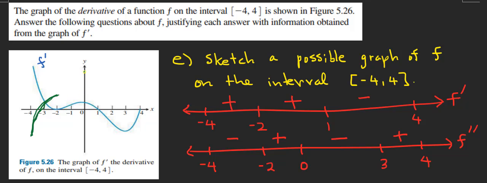So something like, again, we don't know how far we have to go up to. Increasing and concave up. Now, what is the next interval that we need to focus on? 0 to 1. f is increasing and now concave down from 0 to 1. Increasing and concave down. The next interval is 1 to 3. Decreasing and concave down. Decreasing and concave down.